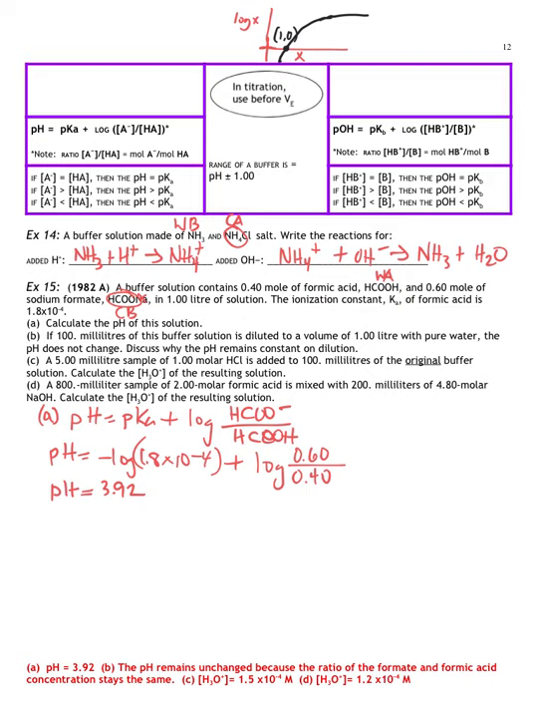B says if 100 milliliters of the buffer solution is diluted to a volume of 1 liter, the pH does not change. Why is that the case? Why does the pH remain constant on dilution? And once again, it's all about the moles, so it doesn't matter whether you dilute that solution. Of course, these concentrations will go down, but the ratio remains constant. Okay? So that is your answer.